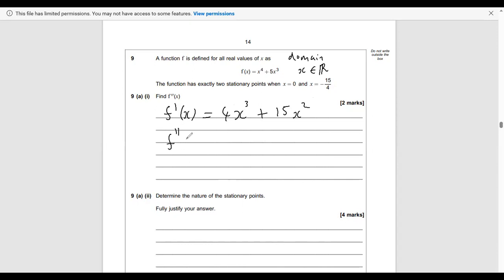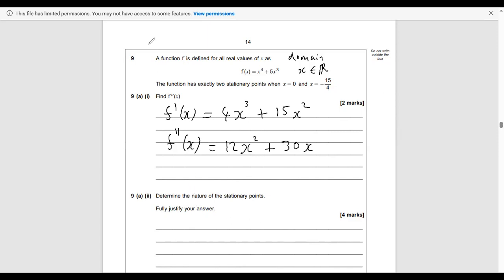Our second derivative is what we get when we differentiate it again. Multiply by the power, take away 1 from the power. 4 times 3 is 12, take away 1 from the power, we get x to the power 2. Then plus, again bring the power to the front and multiply by the power, which is 2. 15 times 2 is 30, and 2 take away 1 is just 1, so we just have an x. So that's the first part done.